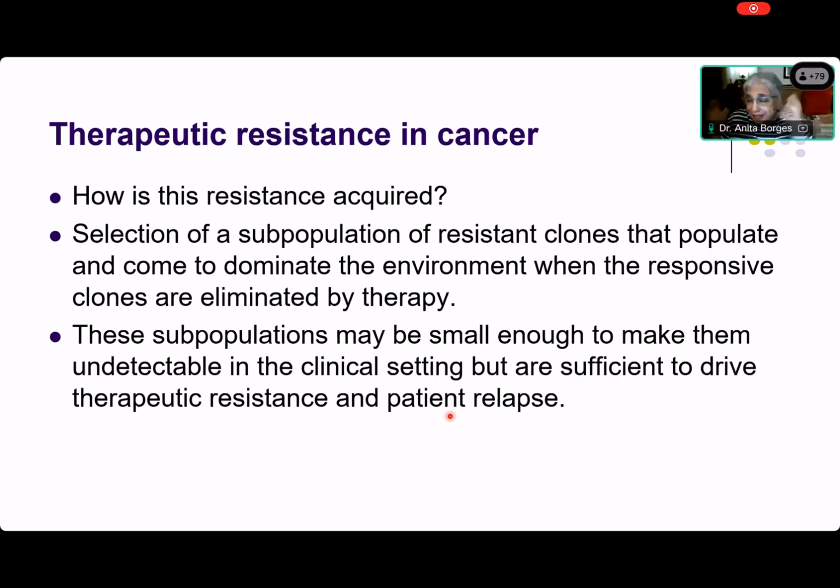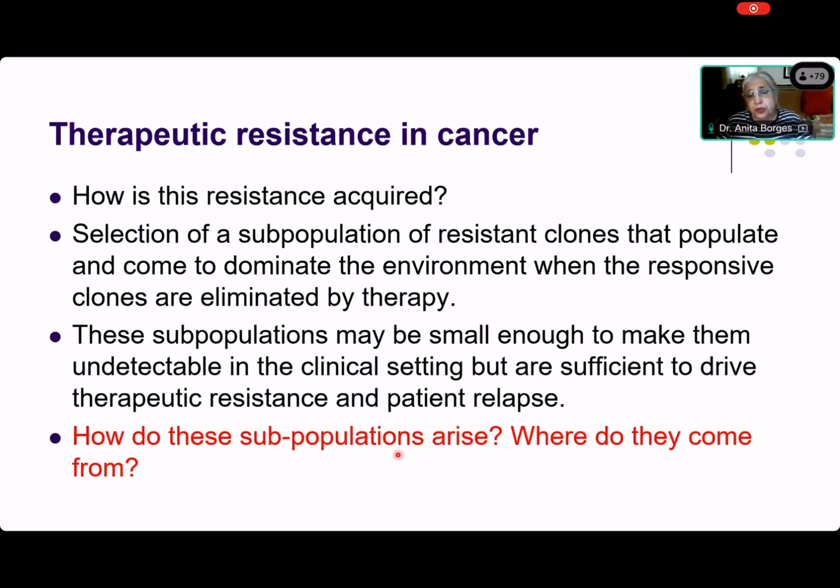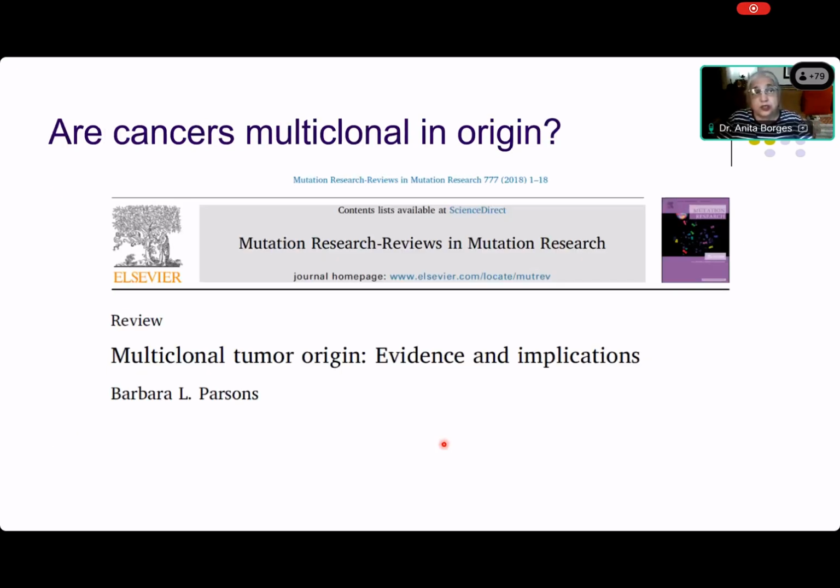So is it true, therefore, that we have just one clone in that whole tumor? Or we have to ask, where do these subpopulations arise? Where do they come from? Okay, and how were they hiding? And we have to ask this question: is it possible that cancers are multiclonal in origin? And it's amazing that the more you look for multiclonality in tumors, the more you will find it.